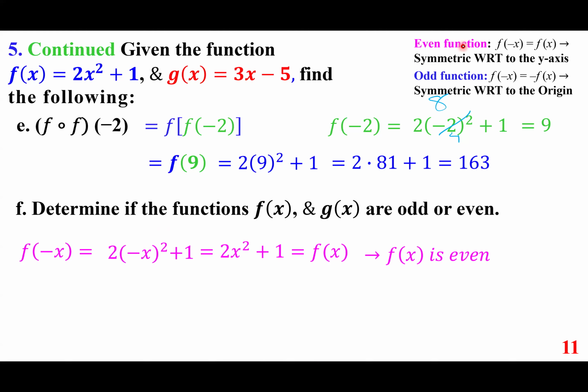Let's look at g of minus x. So replace the x here with negative. We get minus 3x minus 5. Now, the question is, is this equal to g of x? No. So it's not even. Is this equal to the opposite of that? No, because only one of them is the opposite. 3x is minus 3x, but minus 5 is the same. So it's neither. Therefore, g of x is neither. It's not an even function. It's not an odd function.